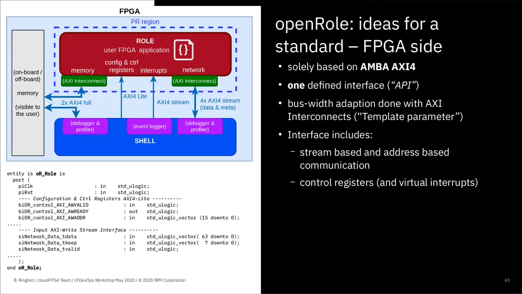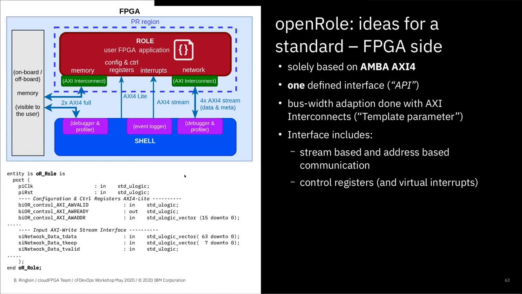The interface should include the following AXI buses. The earlier mentioned address-based and stream-based communication, and it should always contain both, even if one type would be emulated by the shell. For example, stream-based communication could be emulated via PCI Express. I think it's still better that this is done by the shell than by the user. Additionally, we need control registers. The most general and lightweight interface for register configuration would be AXI4 Lite. Furthermore, we think that the delivery of virtual interrupts to the role also makes sense, for example, to notify the application that a memory transfer is finished. But this is, of course, up for discussion.